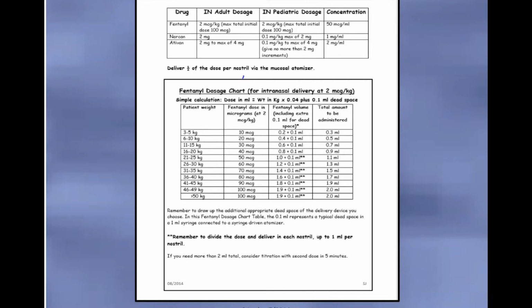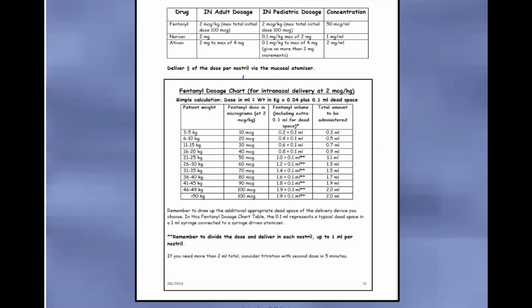Now, this is a fentanyl dosing chart for intranasal delivery at 2 micrograms per kg. In addition, it's adding the 0.1 milliliter dead space. And this has been created up to a 50 kilogram patient. I didn't go any further with the dosing. This would be the largest amount of volume you would be able to give intranasally, is 2 milliliters.